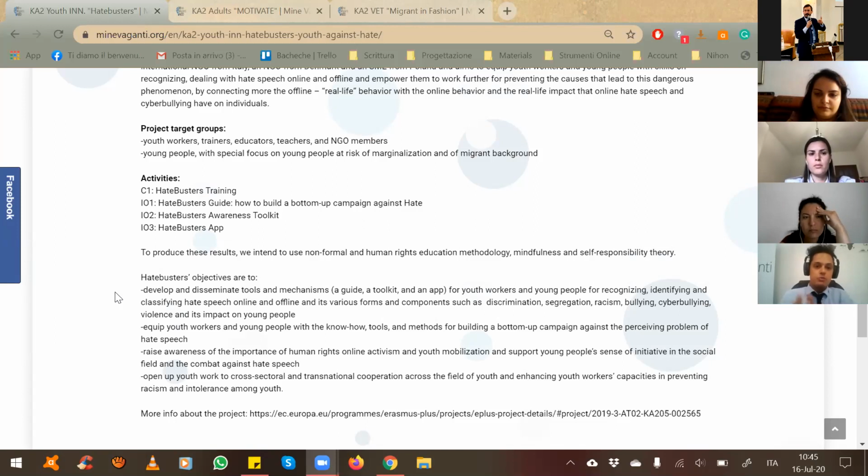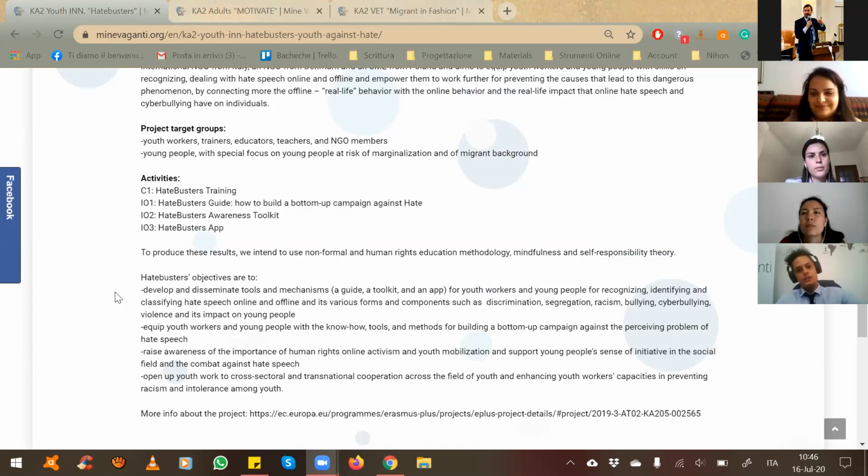So the objectives are the results you want to reach. Where do you want to get with this project? We want to develop new tools. We want to raise awareness. We want to open up youth work to international and cross-sectoral cooperation, and so on. Then, as you can see, there is more info about it on the project results platform for Erasmus+. As I said, in a couple of weeks we're going to have the website; we actually had the meeting the day before yesterday, so it's going to be available soon.